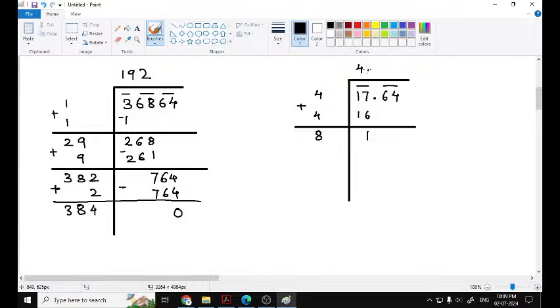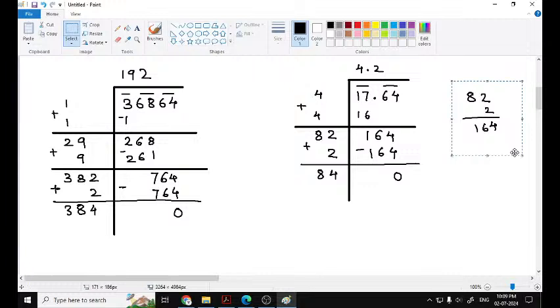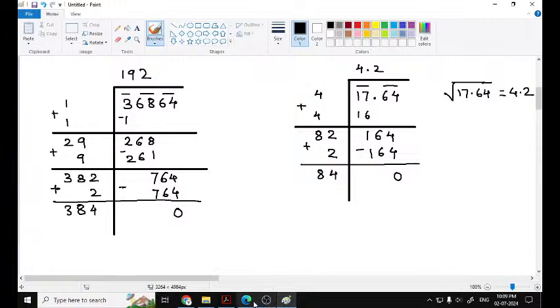Now put this decimal point in quotient part and take this period. Let us try. This is 8 and this is 16. 8 2s are 16. So let us try for 2. Yes, so we write 2 at 3 places. This is 84 and this is addition, and the product is 164. That gives a difference 0. Therefore square root of 17.64 is 4.2.